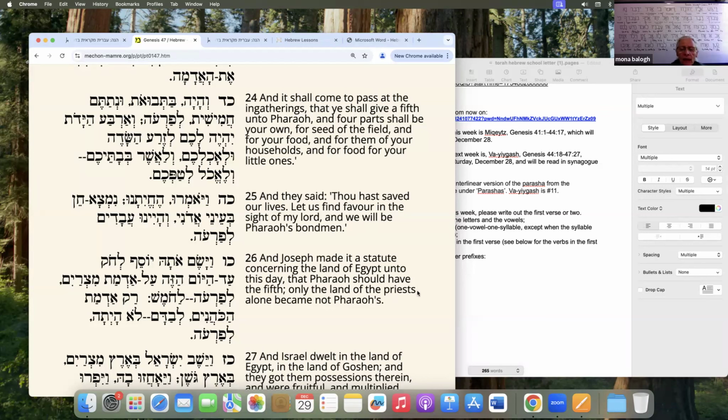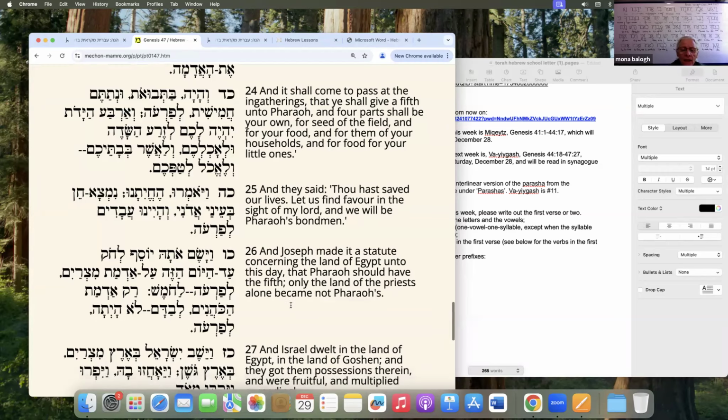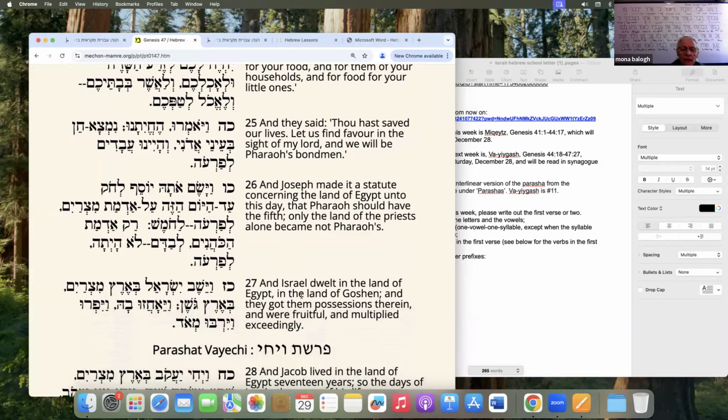And the priests, who are they? The imams. Okay. "And Israel dwelt in the land of Egypt, in the land of Goshen, and they got them possessions therein, and were fruitful and multiplied exceedingly." And that's the end of Parasha Vayigash.